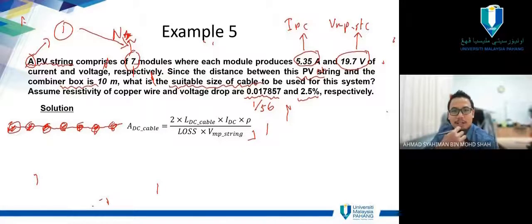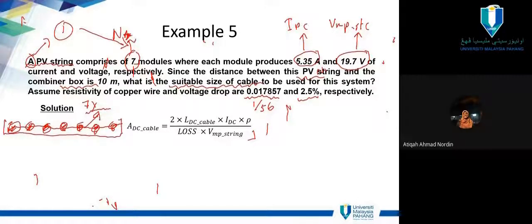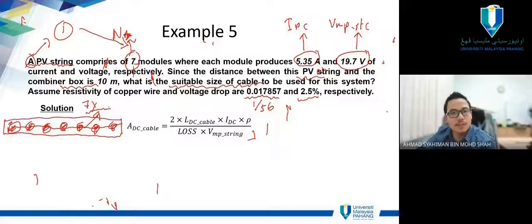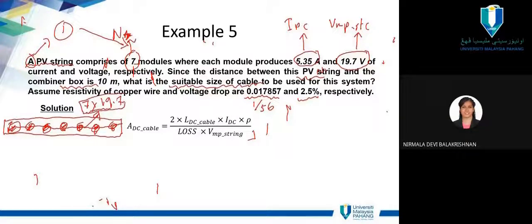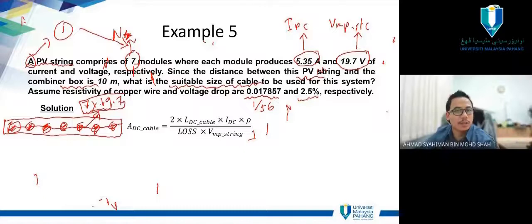Okay, maksudnya bila dia ada 10, ada 7, ini akan efek ke mana? 7 darab apa ni? String voltage lah kan? Ini maksudnya 7 darab voltage. String voltage tu pula 19.7, betul? Yes, doktor. String voltage tu 7 darab 19.7.